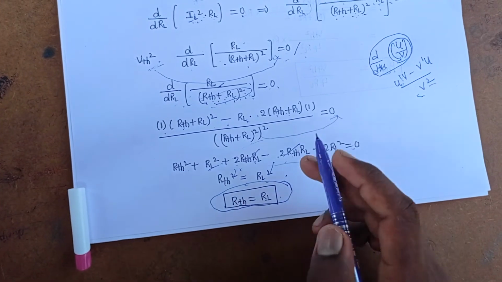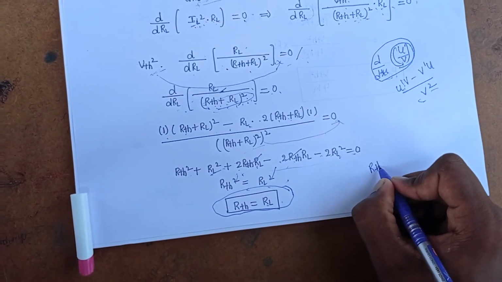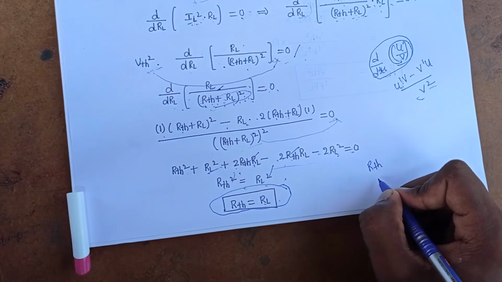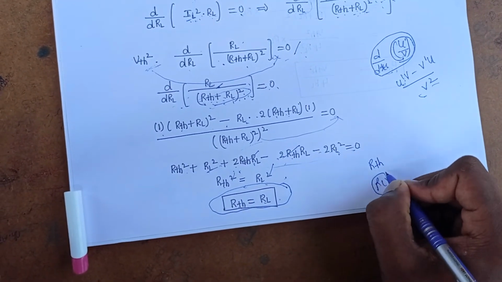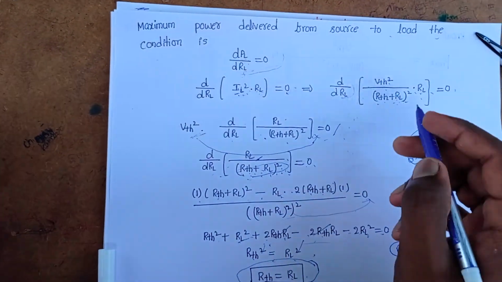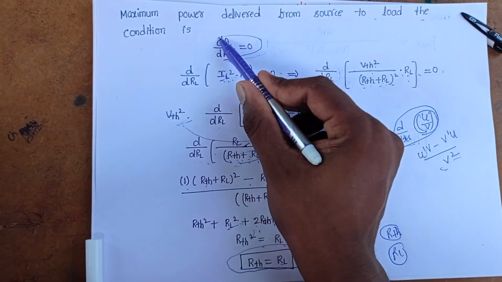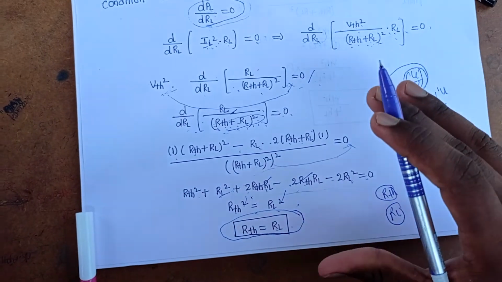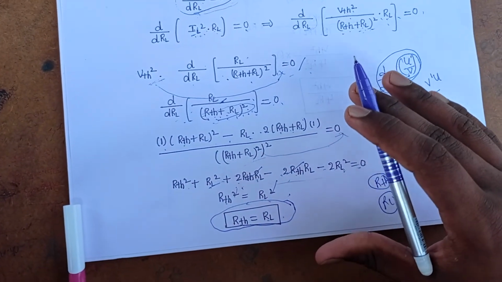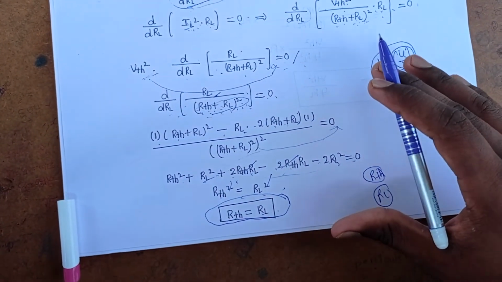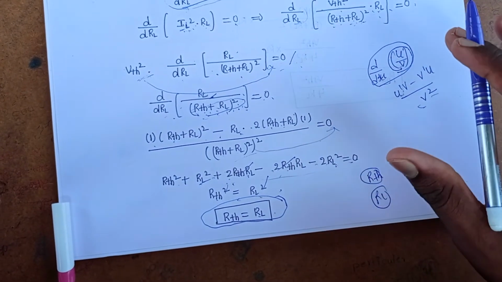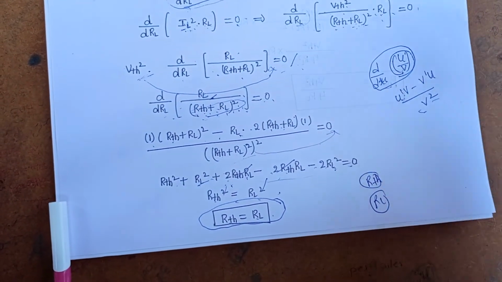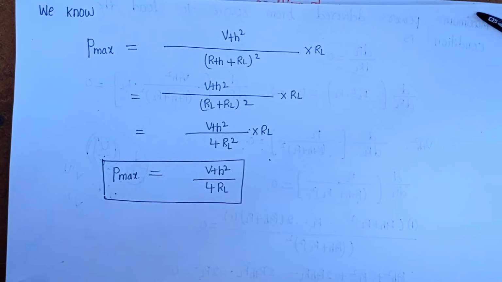RTH equal to RL means, what is RTH? RTH is nothing but Thevenin's resistance. RL is nothing but load resistance. By using this condition we get RTH equal to RL. As the statement itself says, whenever RTH equals RL, then only the maximum power is transferred.